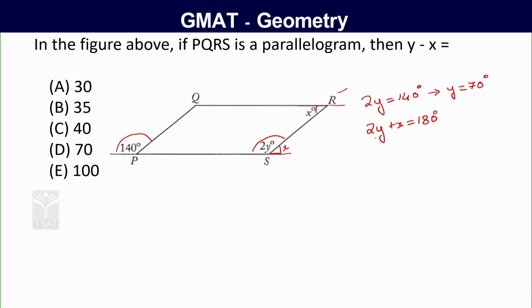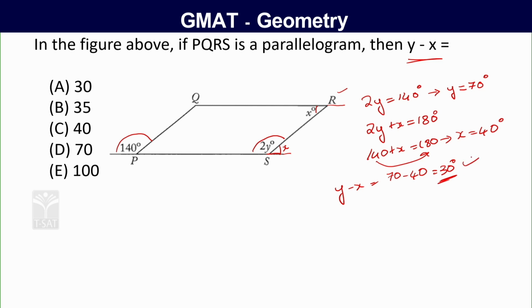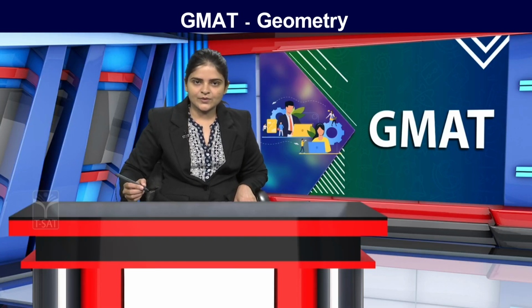Now we also have this 2y plus x is equal to 180. We know 2y is 140 plus x is 180. So that means taking 140 to the other side, we get x is equal to 40 degrees. Now you want y minus x. That's what they want you to calculate. So y is 70 degrees minus x is 40 degrees. It comes out to be 30 degrees, which is option A, our answer. Let's look at the next question now.